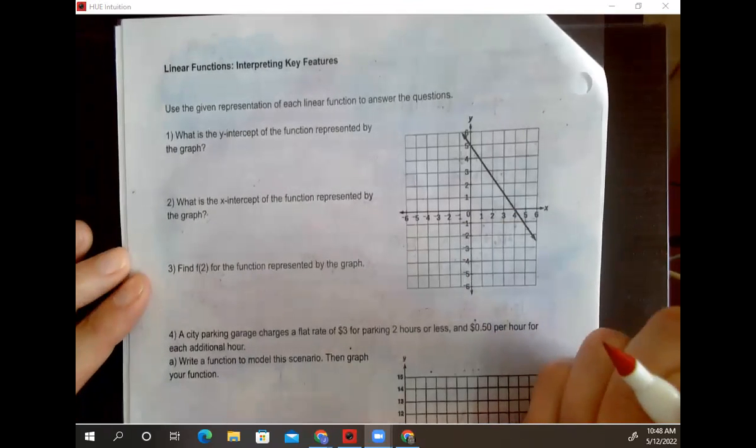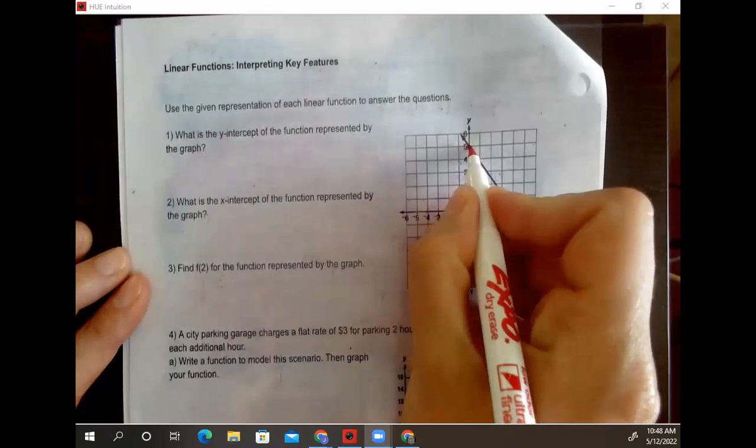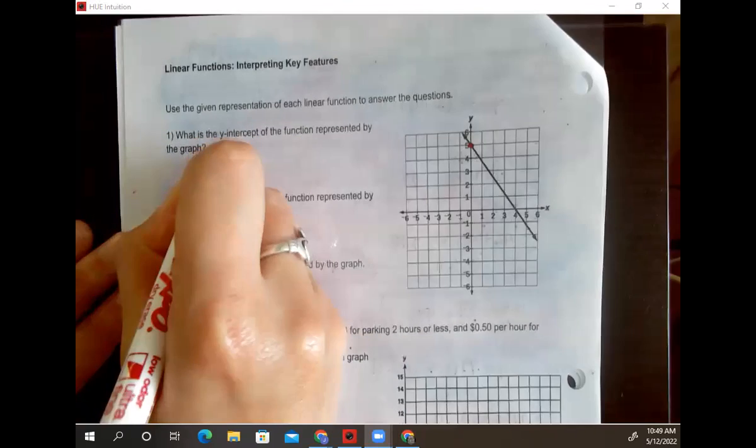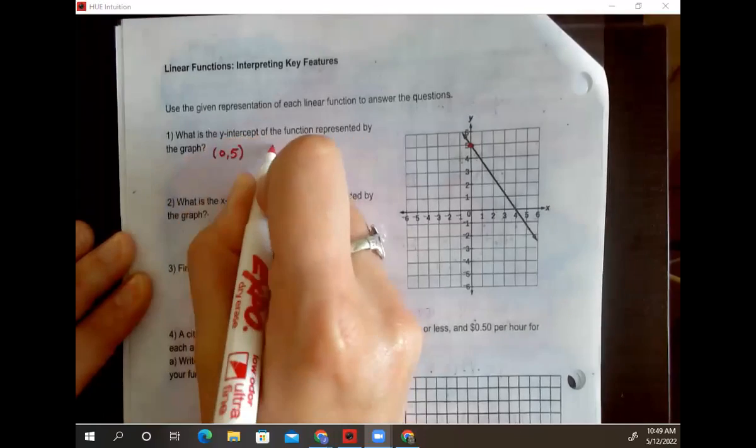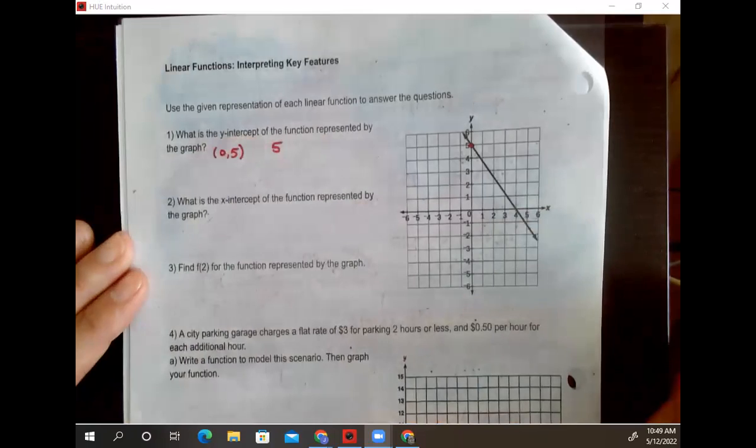So remember, y-intercepts are where our graph crosses the y-axis. So what's our y-intercept here? 5, right? That's where I touch the y-axis. So you could tell me (0, 5) or 5, depending on how the problem is worded. For this one, either would be fine.